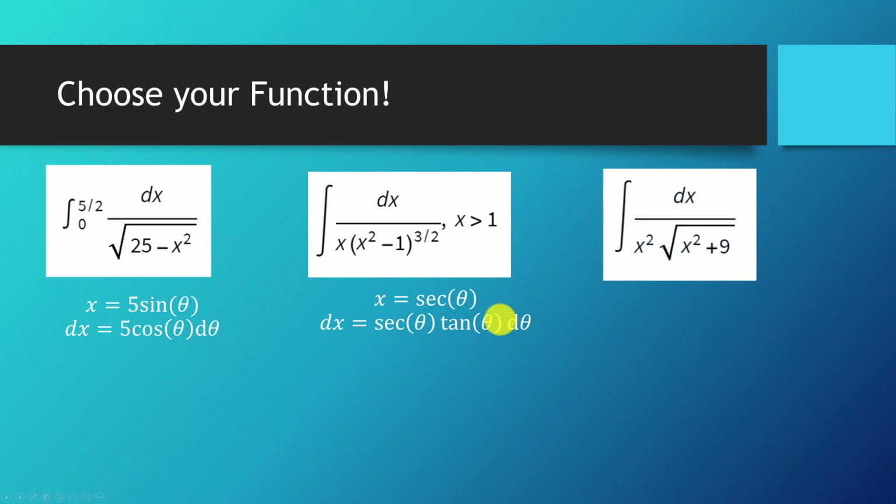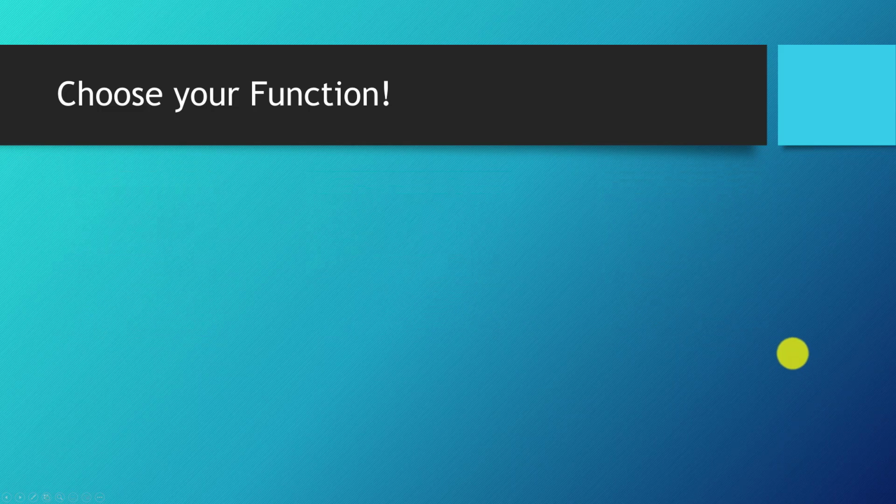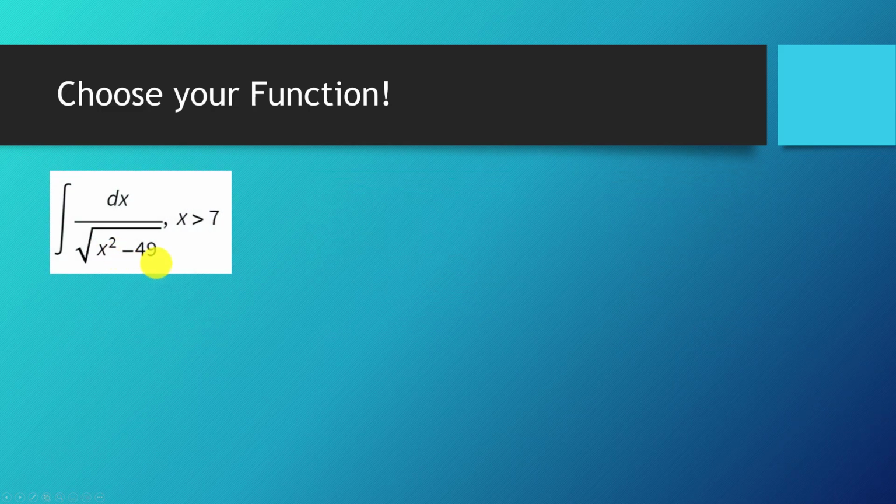Third one, integral dx over x squared times square root x squared plus 9. I see a plus in there, x squared plus 9. So that's going to be tangent. And because there's a 9 there, we'll do 3. x equals 3 tangent, dx equals 3 secant squared theta d theta. Let's do a couple more. x squared minus 49.